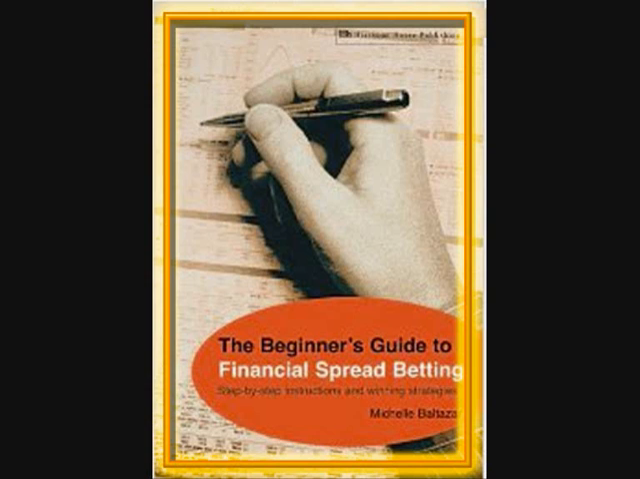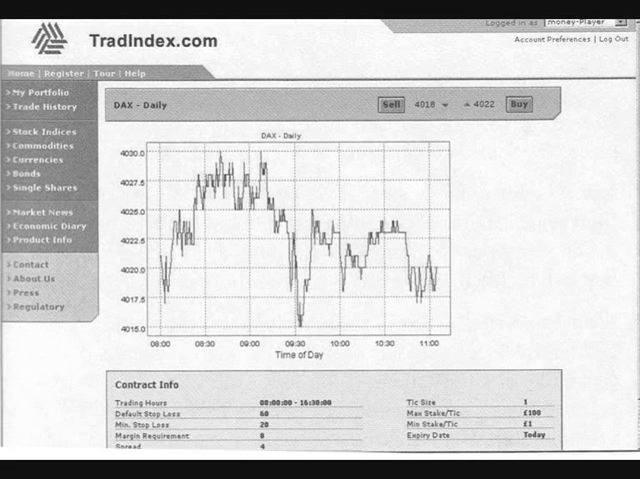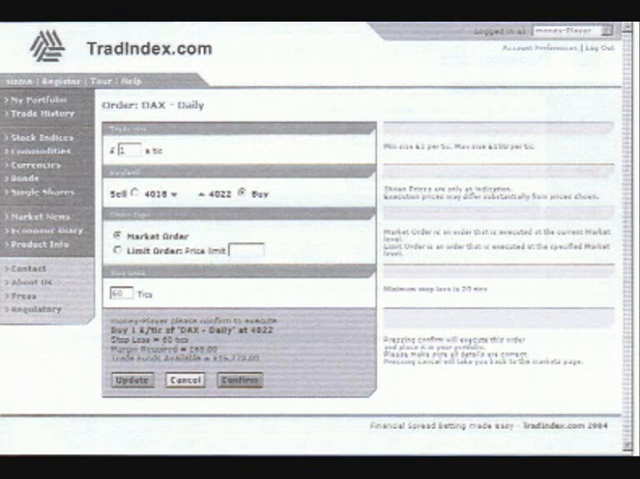Example, share XYZ is trading at 359 to 362. 1. Market order. This is an order to buy or sell at the current price. Example, buy £10 per point at 362 is a market order.